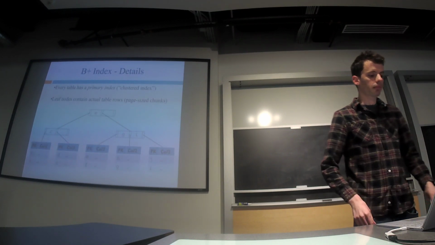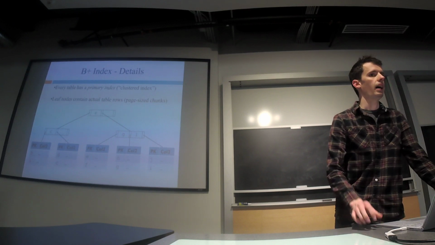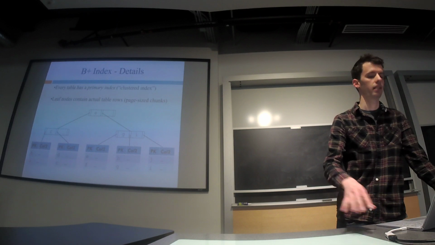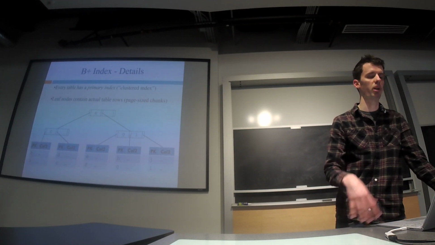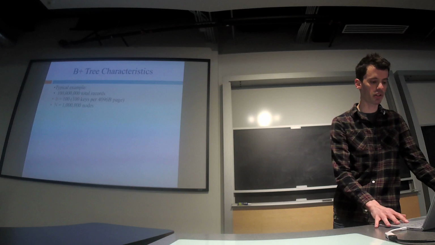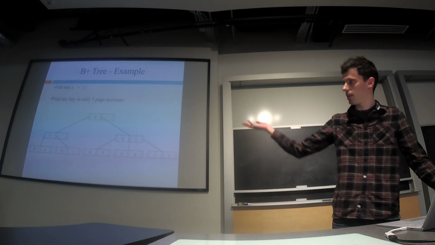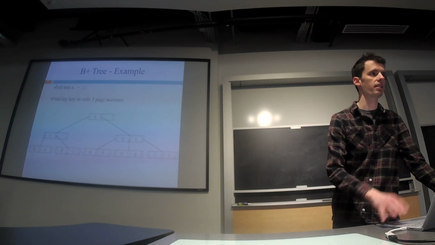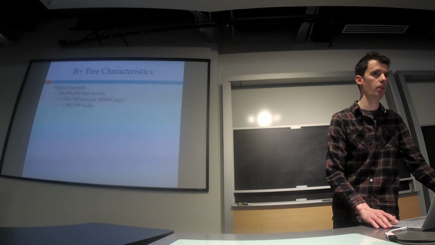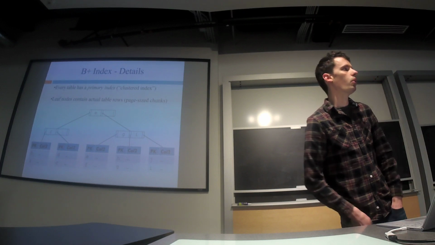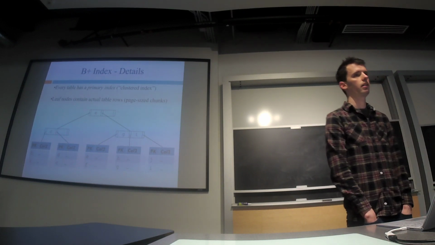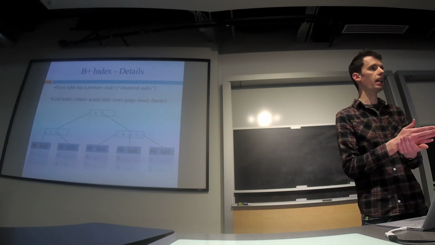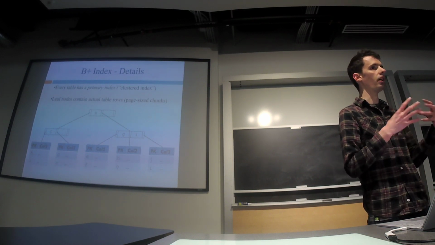Okay, so how does this actually look when making this an index in a database? Up till now, we've just been looking at abstract B plus trees. But how do we actually take that and represent database tables with it? As I already said, every table has a primary index, which means it has a primary key, and there is a B plus tree built on that key.